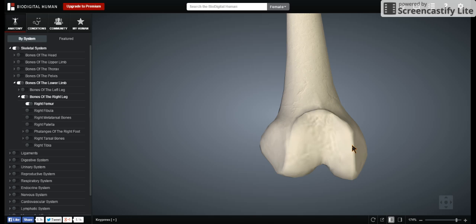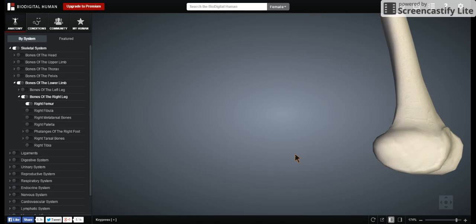So the tibia articulates with the femur on the medial surface here and the medial surface here. This portion right here is the medial epicondyle. This is the lateral epicondyle, and as I said a minute ago, this is the patellar surface that intervenes in between. And we're going to rotate this around.